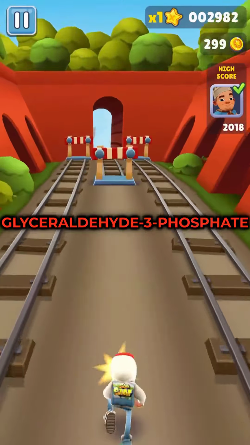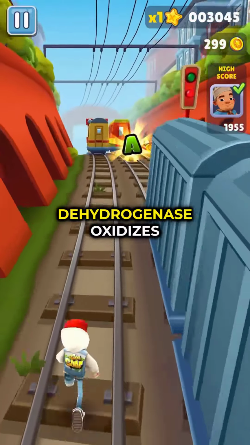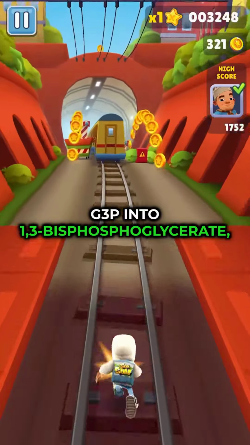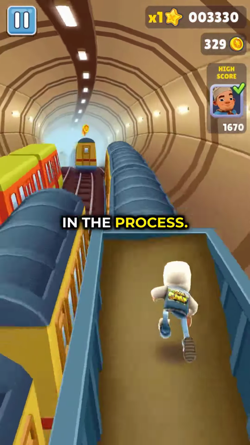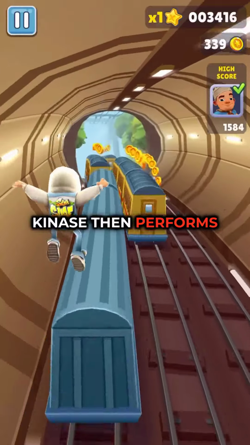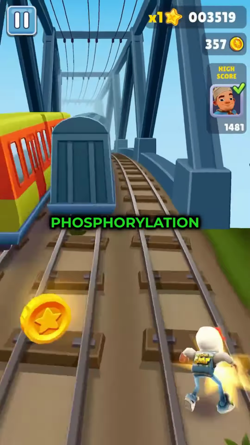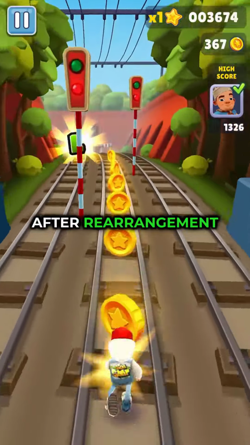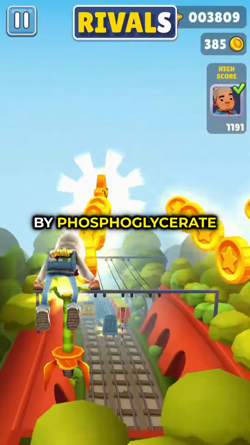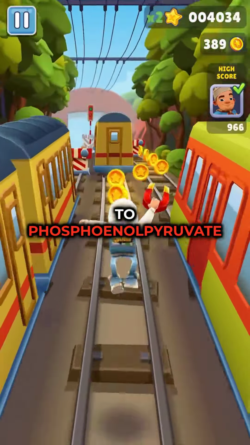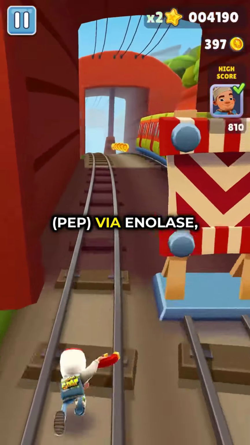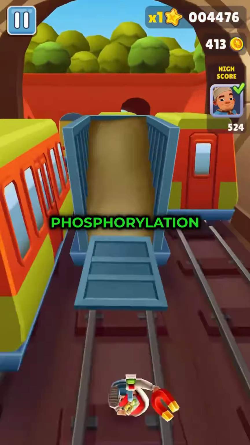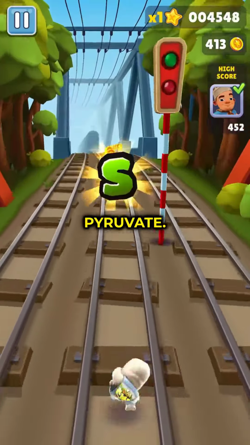Now in the payoff phase, glyceraldehyde 3-phosphate dehydrogenase oxidizes G3P into 1,3-bisphosphoglycerate, generating NADH in the process. Phosphoglycerate kinase then performs the first substrate-level phosphorylation to produce ATP and 3-phosphoglycerate. After rearrangement to 2-phosphoglycerate by phosphoglycerate mutase and dehydration to phosphoenol pyruvate, PEP, via enolase, pyruvate kinase catalyzes the second substrate-level phosphorylation to produce ATP and pyruvate.